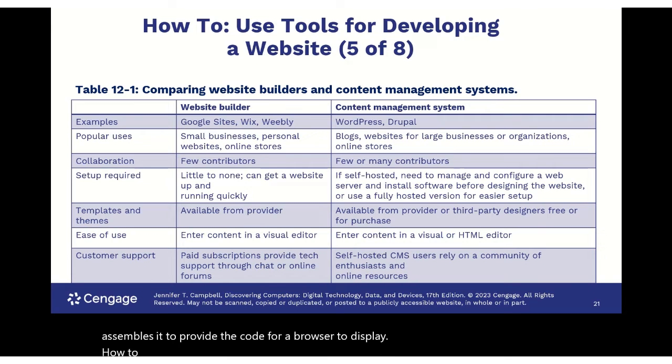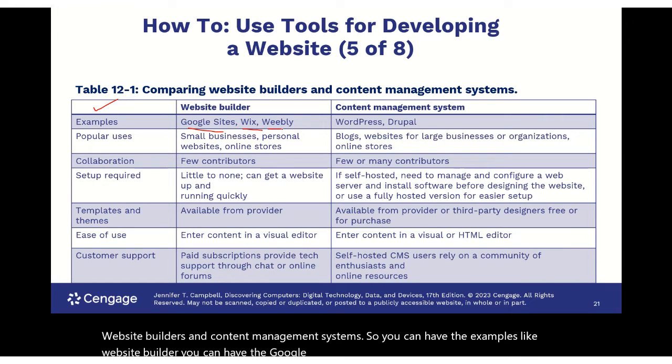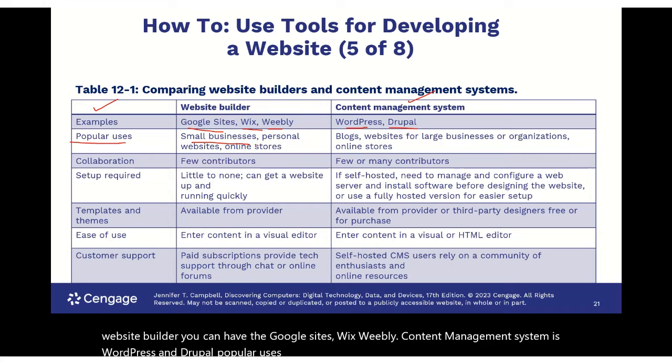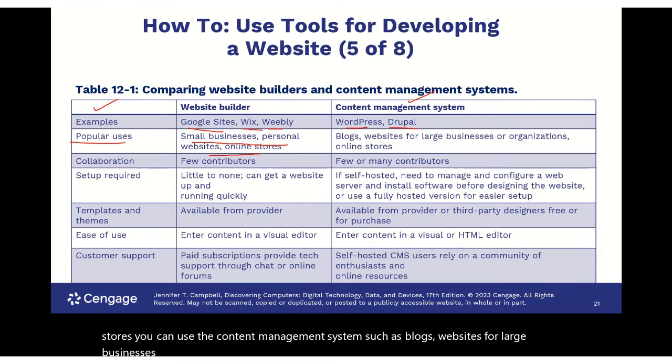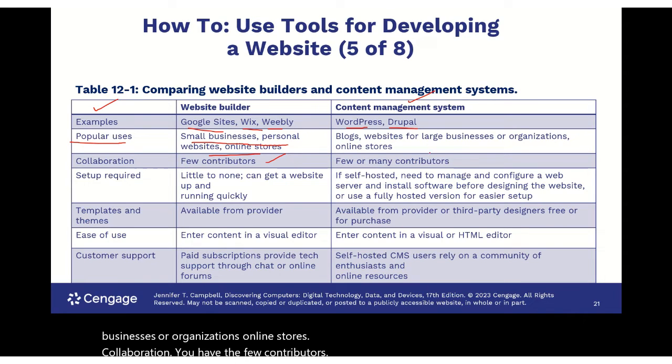So the next part is comparing website builders and content management systems. Examples of website builders are Google Sites, Wix, and Weebly. Content management systems are WordPress and Drupal. Popular uses for website builders are small businesses, personal websites, and online stores. You can use a content management system for blogs, websites for large businesses or organizations, and online stores.